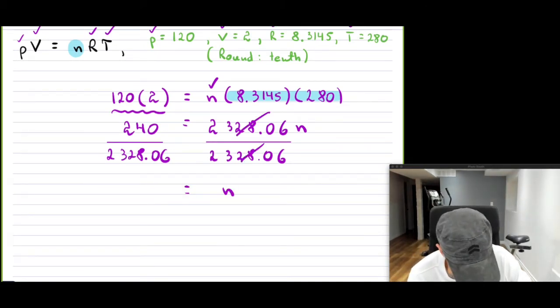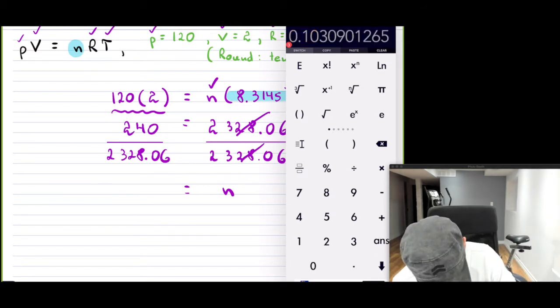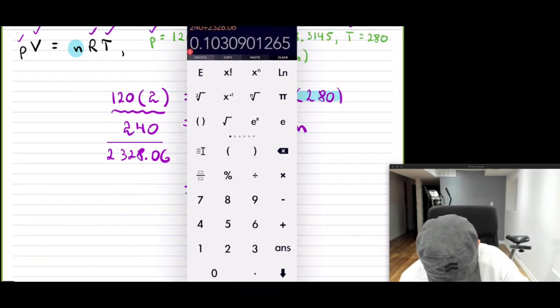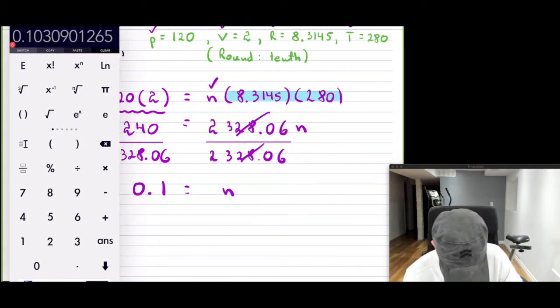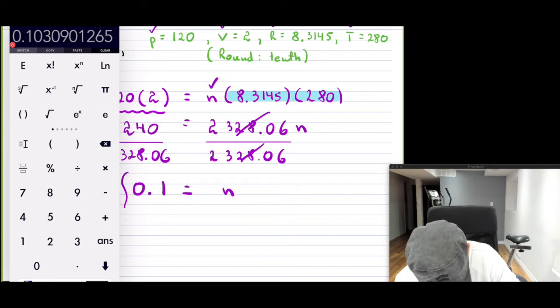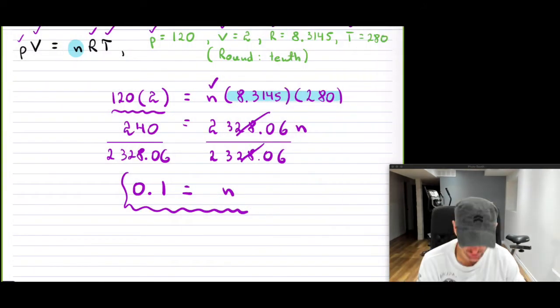And now again, I'm going to bring out the calculator. So I have 240 divided by 2328.06. And this is equal to, now they told me to round to the 10th. All right, so that's going to be nice. So here you go, rounded to the 10th. That would have been the answer to this question.